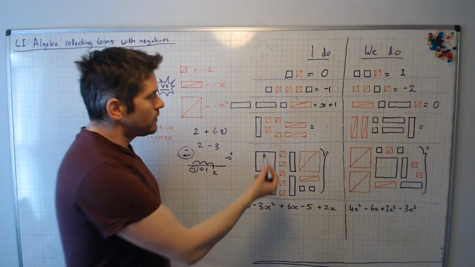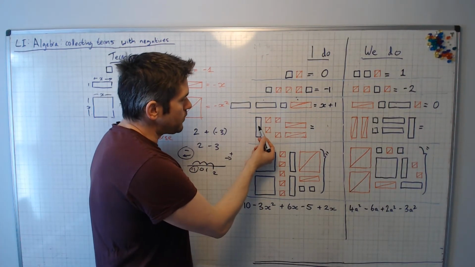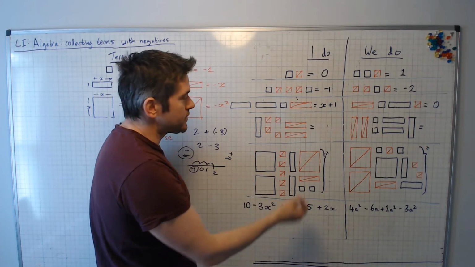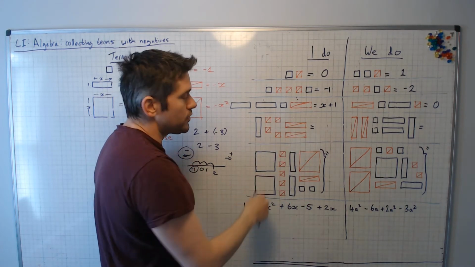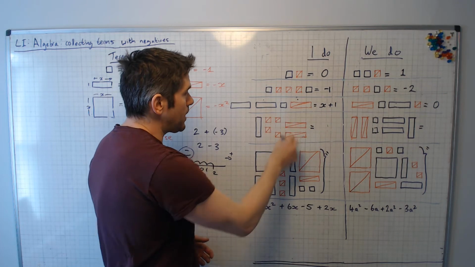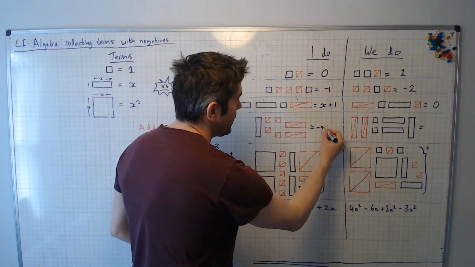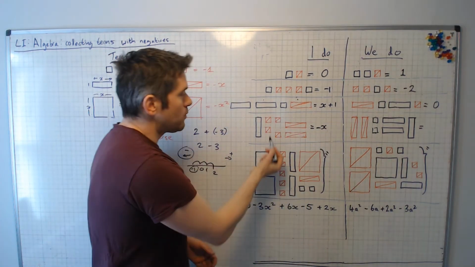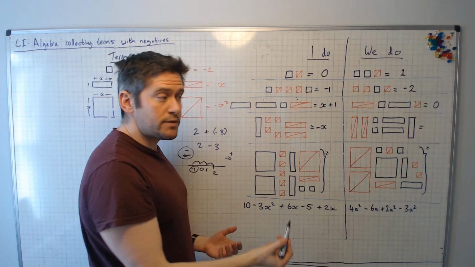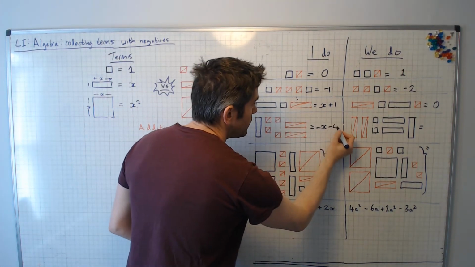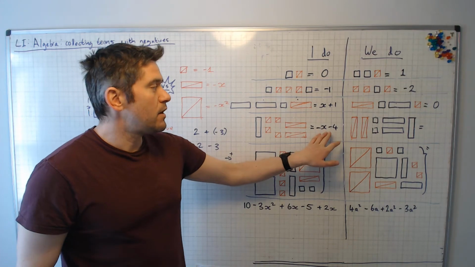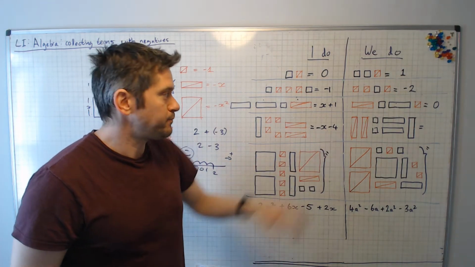Okay, here, let's start with the x terms. We've got a positive x and 2 negative x. 1 take away 2 is negative 1. We can see these cancel each other out, and we're left with a negative x. We also have 4 negative 1s. The answer is minus x minus 4.